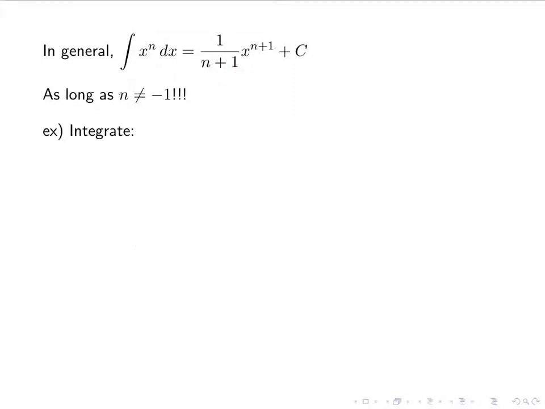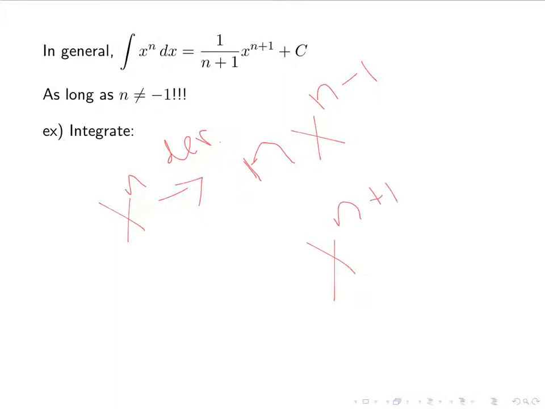So before we integrate, let's talk about why it is 1 over n plus 1 times x to the n plus 1. So remember, this is the opposite of differentiation. When I differentiate x to the n, I take the derivative, I multiply by my exponent, and then I subtract 1. So I multiply and then I subtract. To undo that, I have to add, because that's the opposite of subtraction, and I have to divide, because that's the opposite of multiplication. Okay, so remember, you're undoing the derivative, so I have to do everything backwards. So it was multiply, then subtract by 1. So the opposite of that is add 1, divide.